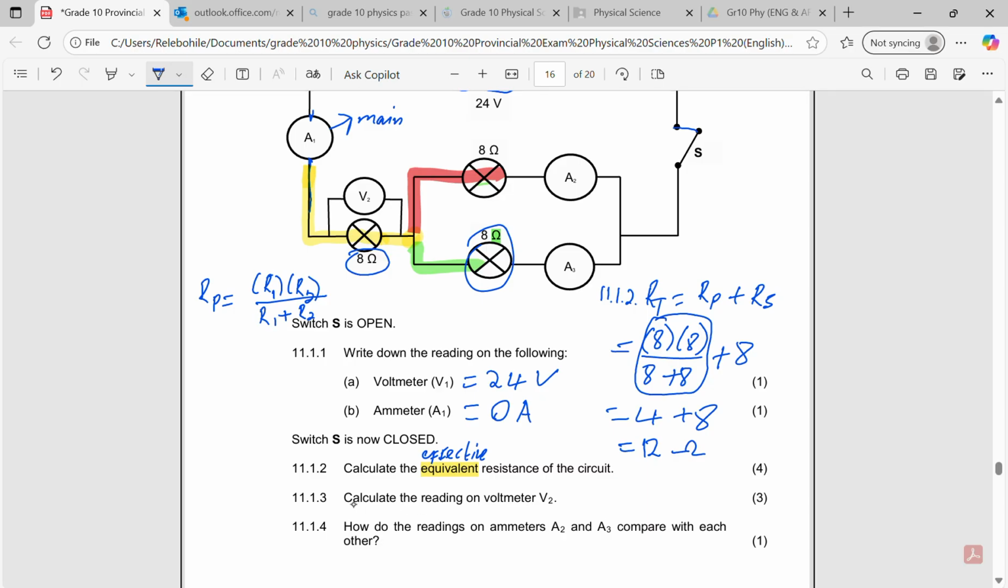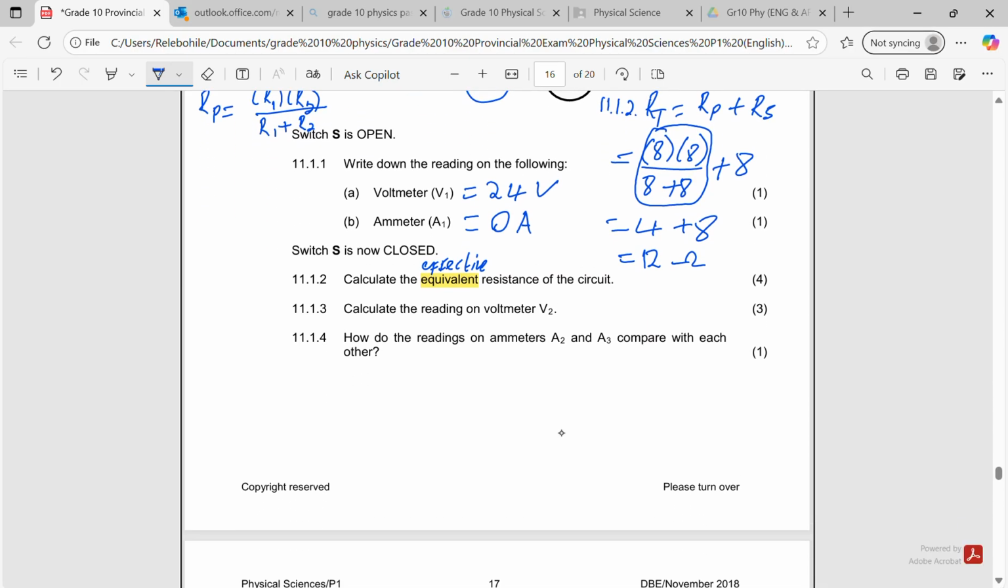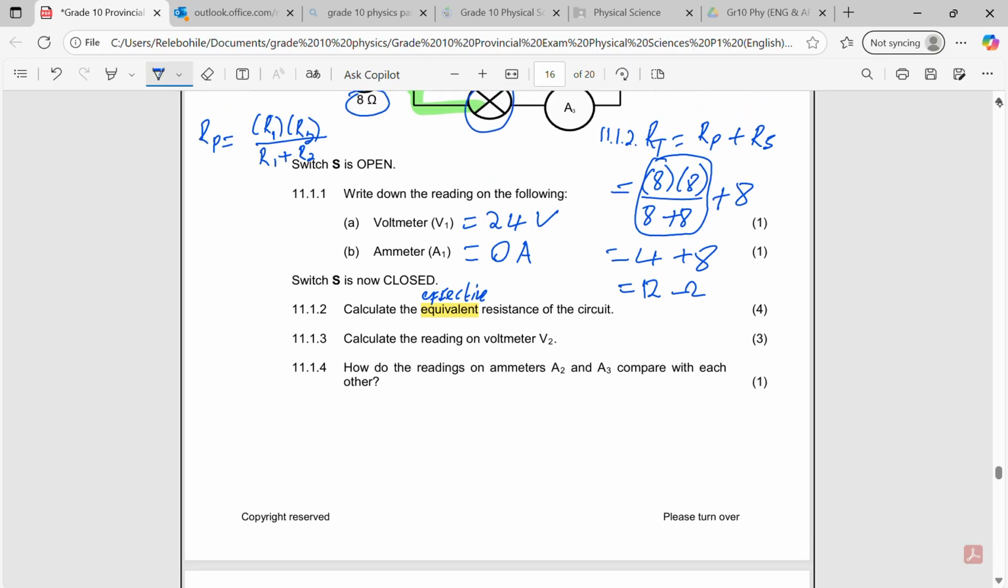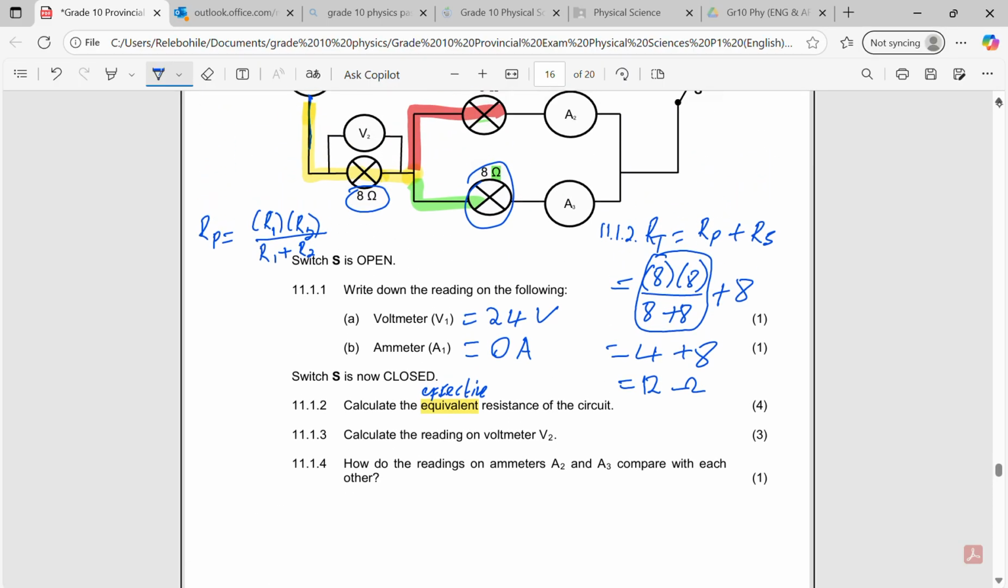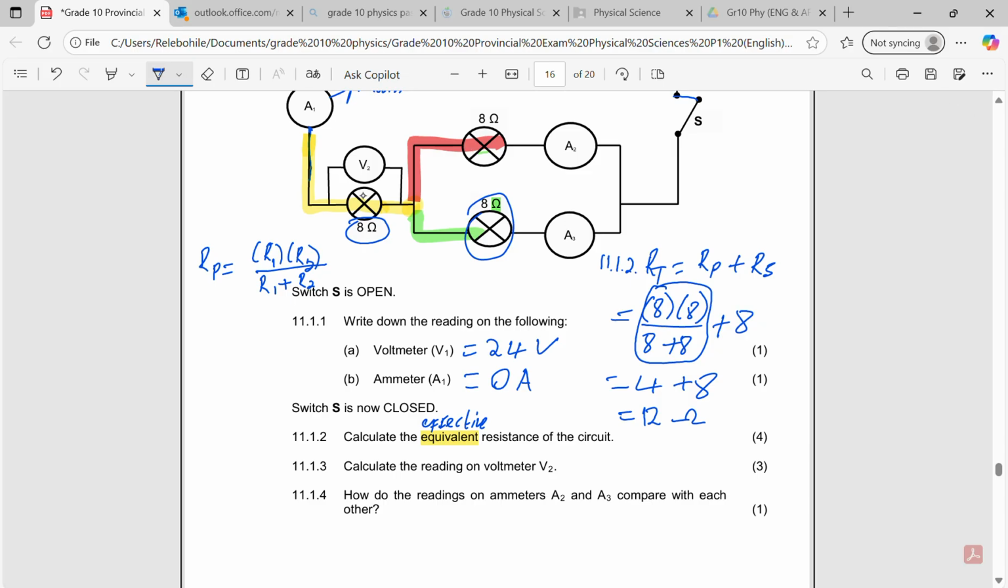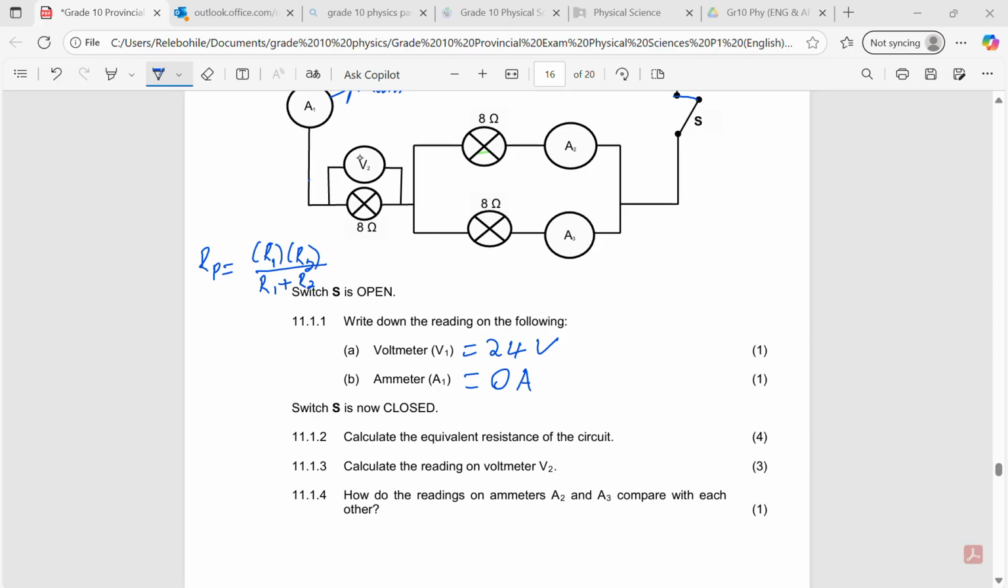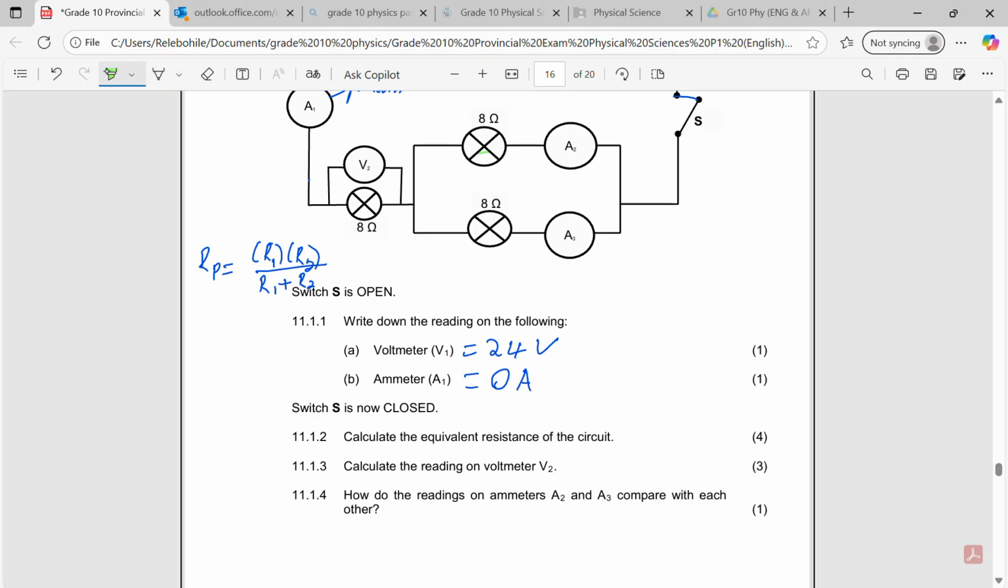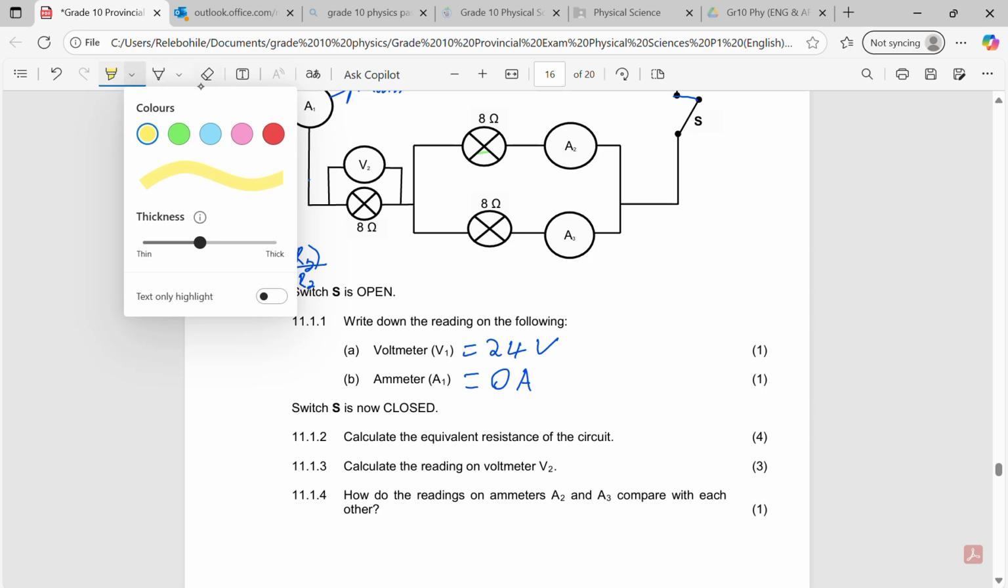Now we move on to the next one, 11.1.3. Okay, 11.1.3, guys, says we have to calculate the reading on voltmeter V2. But there's a problem that we have. The problem that we have, guys, is that we don't know what is... okay, first let's go to our circuit. Where is the voltmeter V2? It's found here, right? Let me just erase some of these highlighters. So V2 is found here, guys. Let me just highlight that part, use a different color, yellow. Yes.